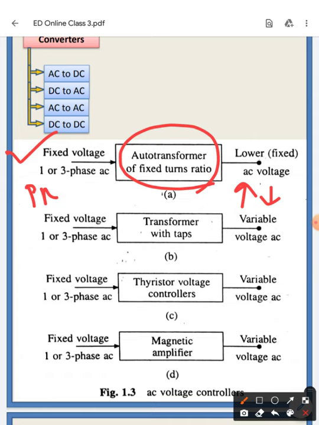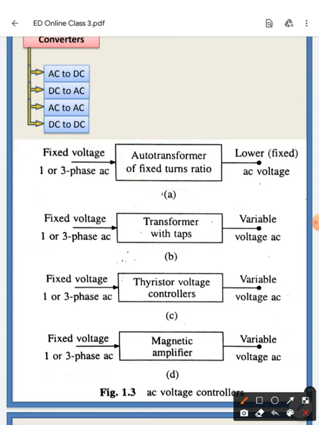Again, in the second case, the same fixed voltage, it may be your single phase or three phase, is applied to the transformer with taps. This is your auto transformer. Okay, so in both the cases the same thing is happening, right?